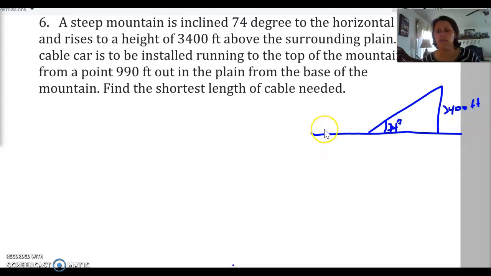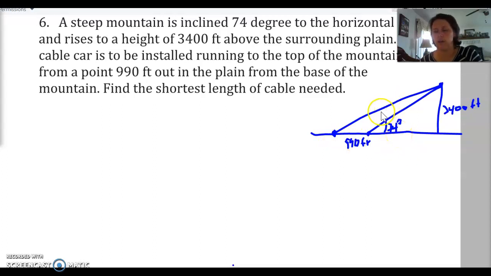Okay. And then they want to come 990 feet out from this point here. And then we're going to put in a cable car. So we want to know how long the cable is going to be. Now they'll probably put the cable car up on bars, but both of those bars, the top and down here, will be the same height. So I'm not going to include the bars. We're just looking for how long we need this cable to be. So the cable needs to reach all the way to the top, and then 990 feet out into the plain surrounding the mountain.